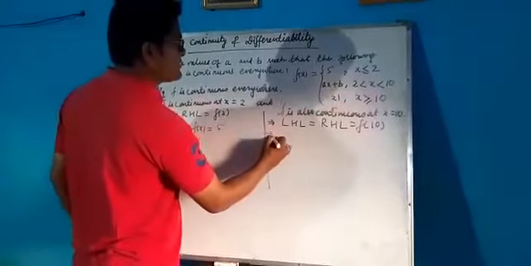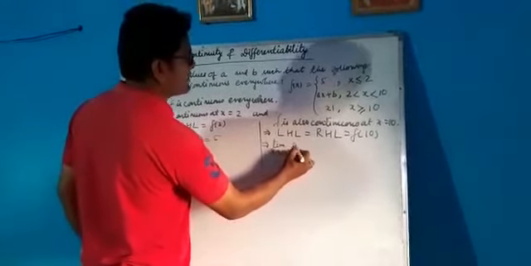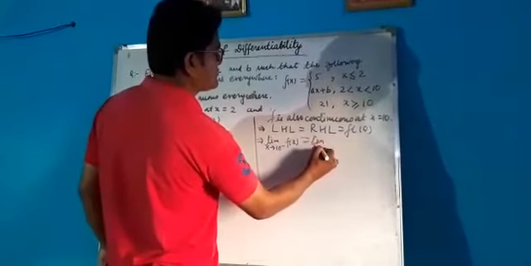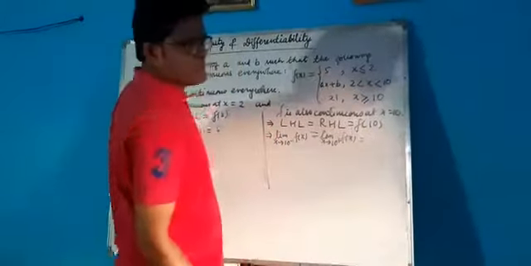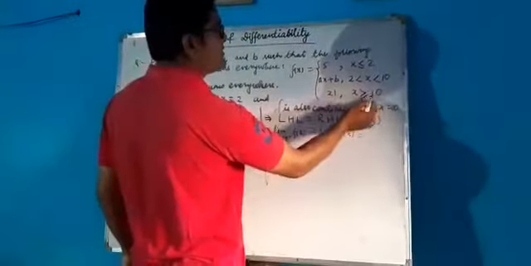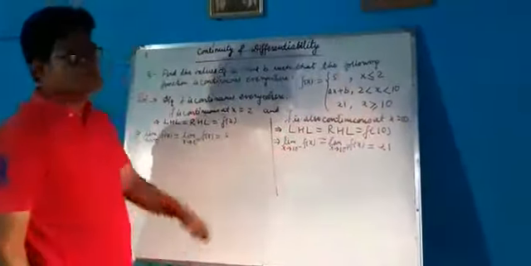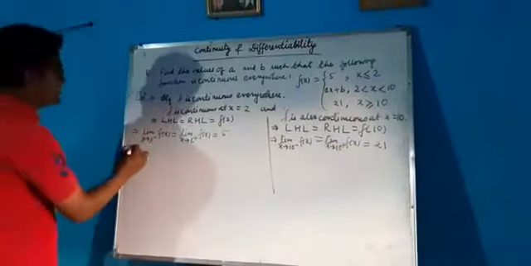Here also I can write limit x tends to 10 minus f(x), limit x tends to 10 plus f(x), and the value of the function at x equal to 10. At x equal to 10 the value of the function is 21. So I can write it as 21. See, at x equal to 10 the value of the function is 21.